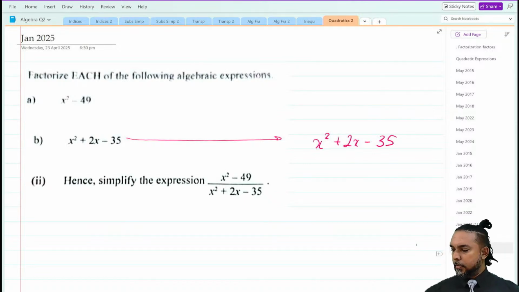Right. Yep. All right. Let me check this one real quick, and then we'll go from there.